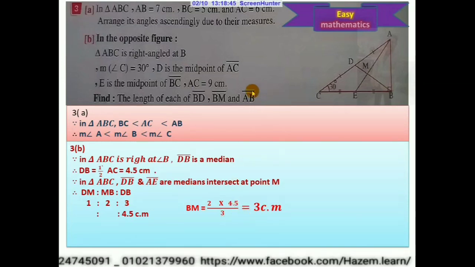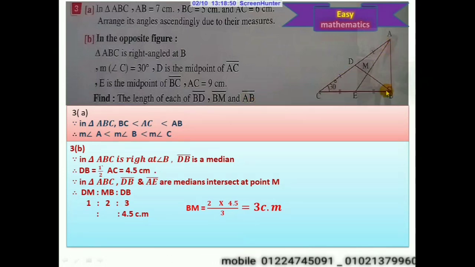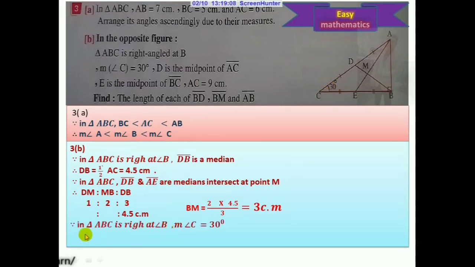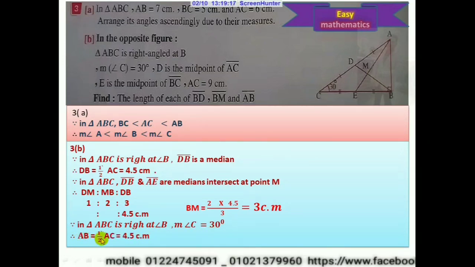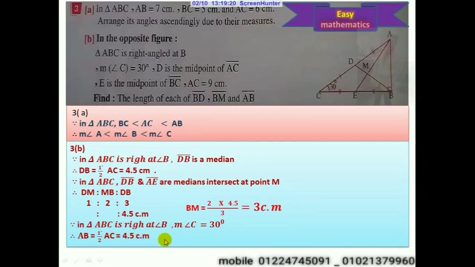Now finally, how to find the length of AB? We note here we have a right angle triangle, and the measure of angle C equals 30 degrees. That means any side opposite to this 30 degree angle, AB here, will be equal to half the hypotenuse, also AC. So how to write it? Since in triangle ABC is right at angle B, measure of angle C equals 30 degrees. Now we can find the length of AB equals half AC equals 4.5 centimeters.